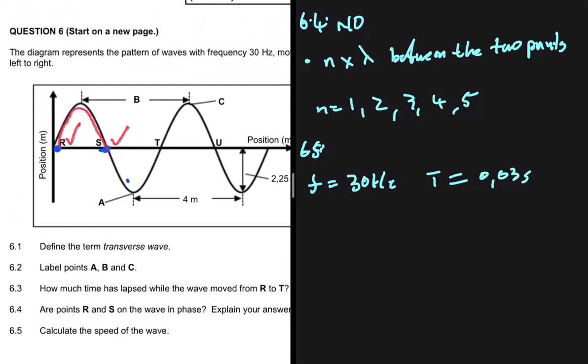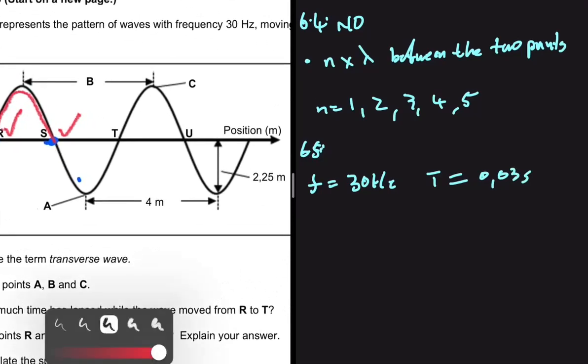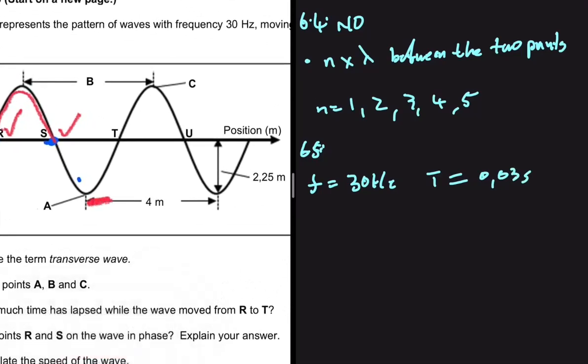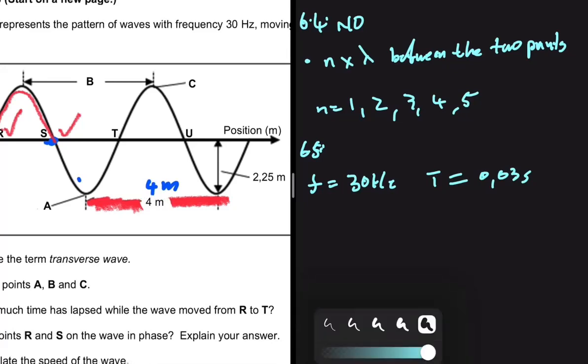What else do we know? Let's look at our graph. We can see that the distance between this point right here to this point is 4 meters. It's written here. It's 4 meters. I just covered it as I was trying to show you the points. Yes, the distance between those 2 points is 4 meters. That is the wavelength. Those 2 points have one wavelength in between them. So we can say that the wavelength is equal to 4 meters.